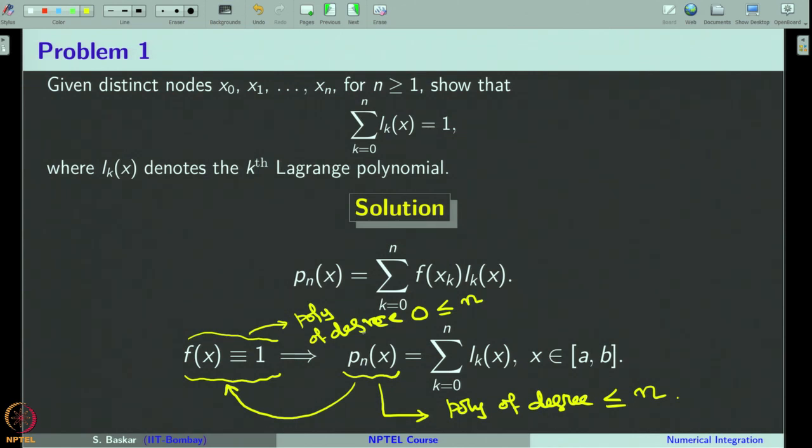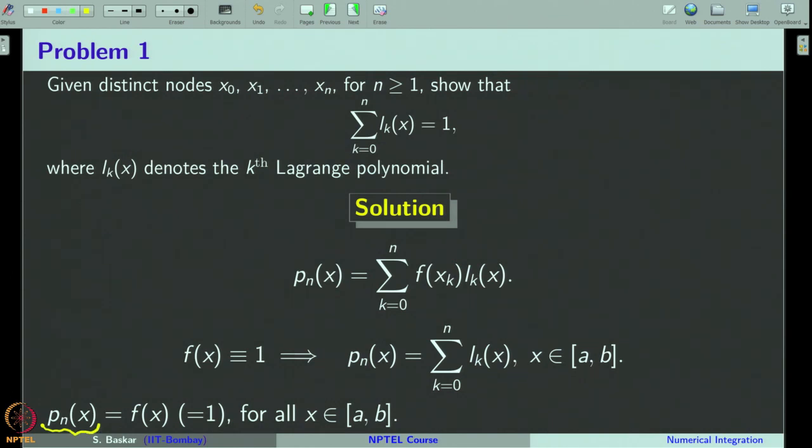Therefore, by uniqueness, we can see that the interpolating polynomial p n of x is equal to f of x, because this is also a polynomial of degree less than or equal to n, and this is also a polynomial of degree less than or equal to n. Therefore, by uniqueness, they have to coincide, right? If you recall, in our very first lecture on interpolating polynomials, we have proved a theorem on existence and uniqueness, right? From that, we can see that Pn of x is a unique interpolating polynomial at the given nodes for the given function f. Now, in this particular case, f also happens to be a polynomial of degree less than or equal to n. Therefore, Pn of x will coincide with f of x for all x.